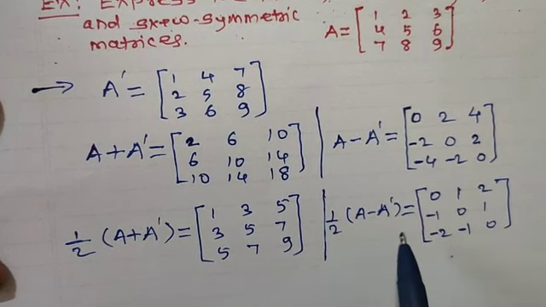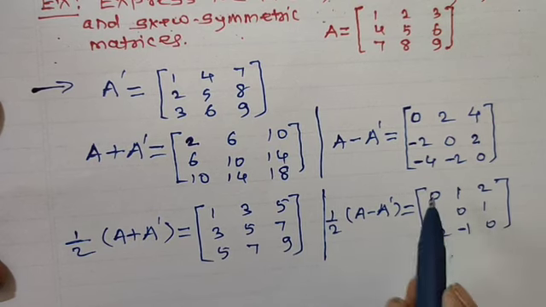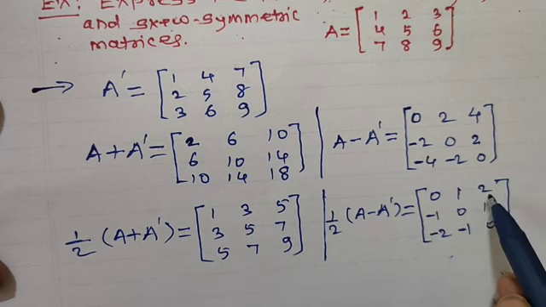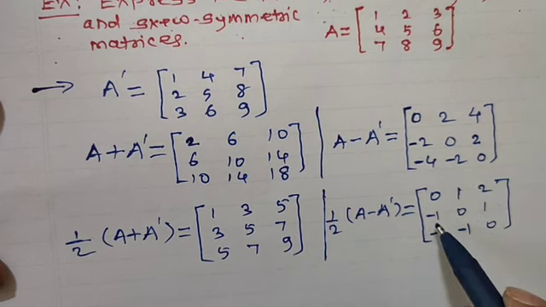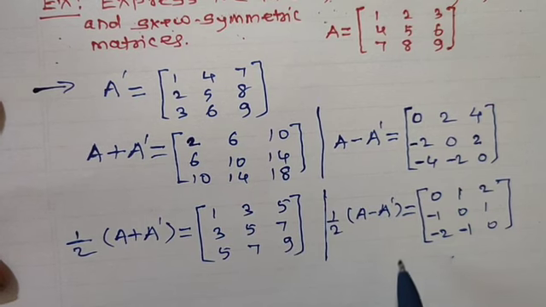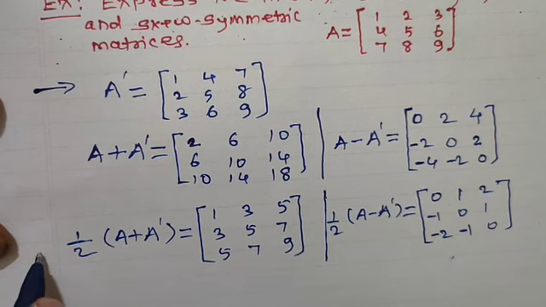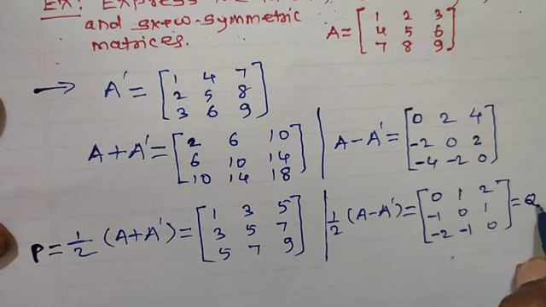And see here, in half of A minus A dash, all diagonal elements are 0. This is a condition of skew symmetric matrices. And the non-diagonal elements are, this is 1, then this is minus 1. This is 2, then this is minus 2. This is 1, this is minus 1. Aij is equal to minus Aji in this case, and Aij is equal to Aji in the other case. This satisfies the condition of skew symmetric matrices. This is a symmetric matrix. Consider this as P, and this as Q.